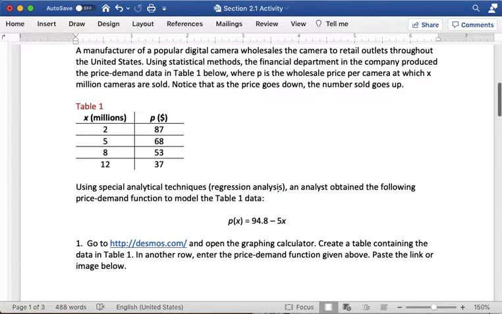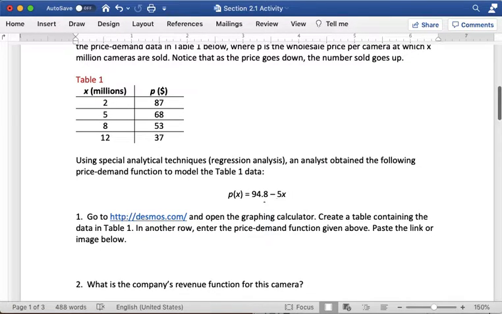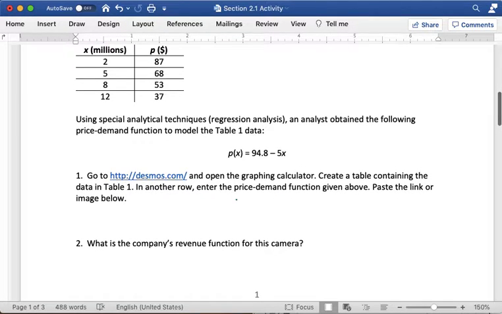So using regression analysis, which we talked about before, we have this price demand function, or this linear equation, to model the data in the table. So this is our function here, p of x equals 94.8 minus 5x. So the first problem is asking us in the graphing calculator in Desmos, create a table containing the data in table 1, and then enter the price demand function given above.